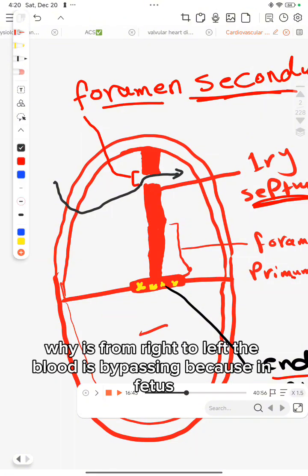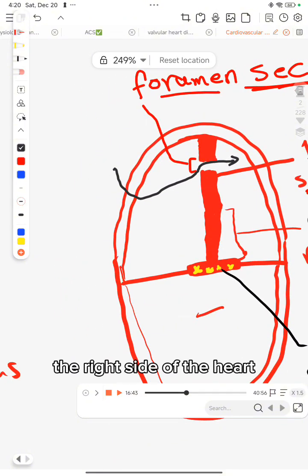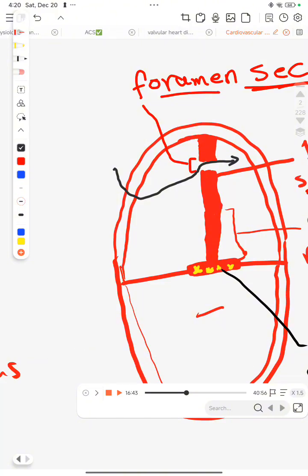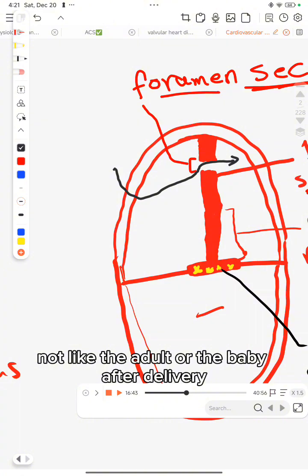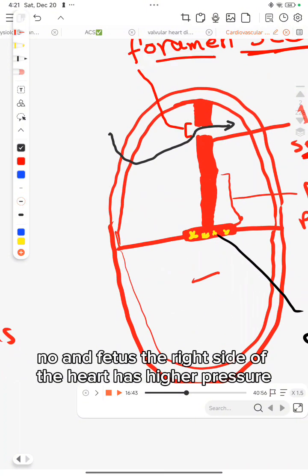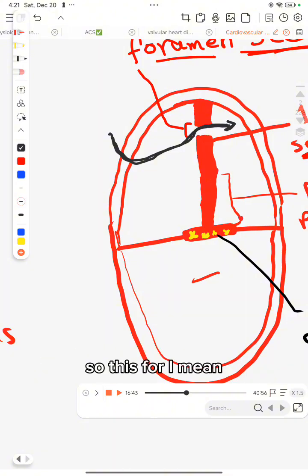In order for the blood to bypass from right to left. Why is the blood bypassing from right to left? Because in the fetus, the right side of the heart and the atrium has higher pressure than the left side. Not like the adult or the baby after delivery, in which the pressure in the left side is larger than the right side. No. In the fetus, the right side of the heart has higher pressure, so the blood will be pushed and shunted from right to left. So this foramen allows this.